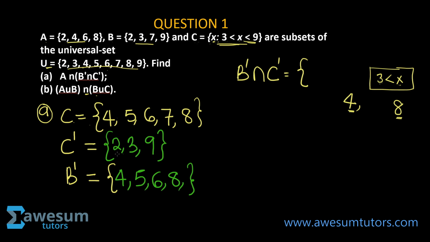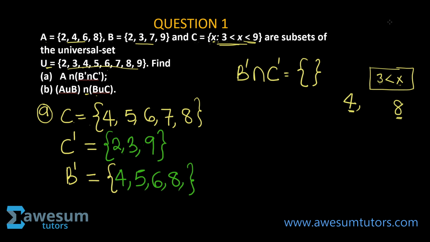If you take a look at this, 2 is here, it is not here. 3 is here, it is not here. 9 is here, it is not here. 4 is here, it is not here. 5 is here, it is not here. 6 is here in B complement, it is not in C complement. 8 is in B complement but not in C complement. That means they do not have anything in common. So if they don't have anything in common, what that means is an empty set. That means just draw two brace brackets and do not put anything inside.